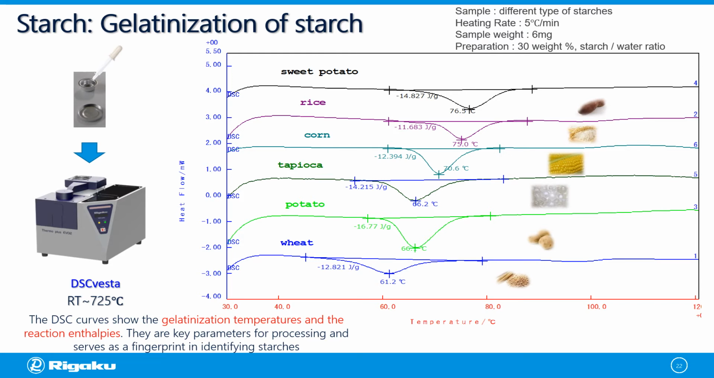The onset temperature of the gelatinization process and the enthalpy increase with increasing crystallinity, and the onset temperature increases with increasing amorphous content of the starch granule. Among all starches shown in this data, the potato starch reveals a higher crystallinity, and the wheat starch shows the lowest.